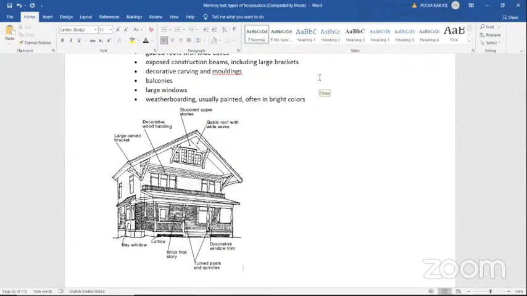Weatherboarding. What does weatherboarding mean? What does it mean? I mean, the word itself. To withstand the weather, ma'am. Yes, to withstand the weather. What they do is a set of boards is applied across the bottom of a door so that the water doesn't enter the building. This is done where extreme weathers are there, for example, snow infested areas.